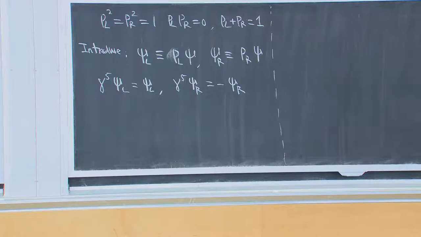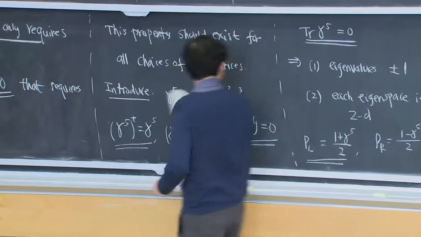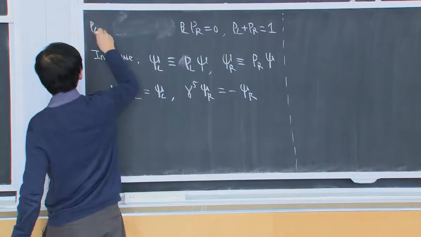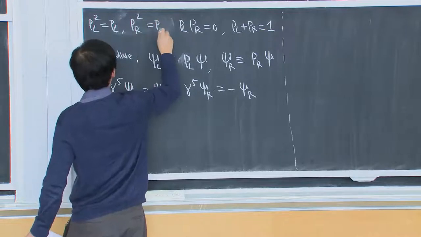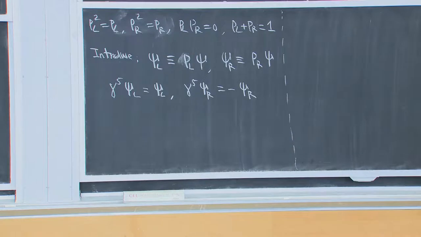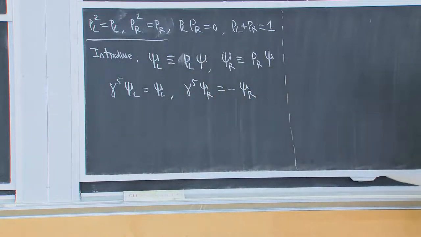Yes? Why is PL squared equal to PR squared equal to 1? Oh, sorry. No, this is completely wrong. I was dreaming. So PL squared should be PL, and PR squared should be PR. Yes, thank you. So you can check they are projectors.